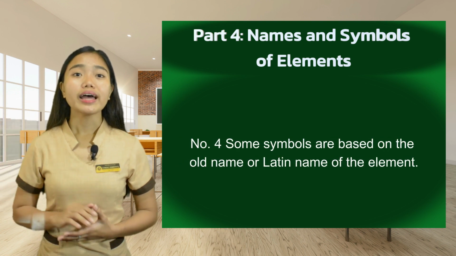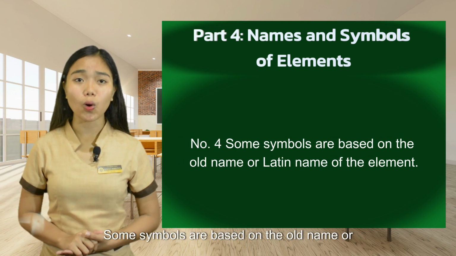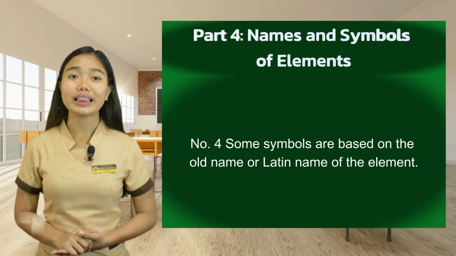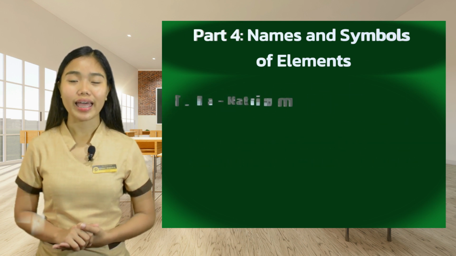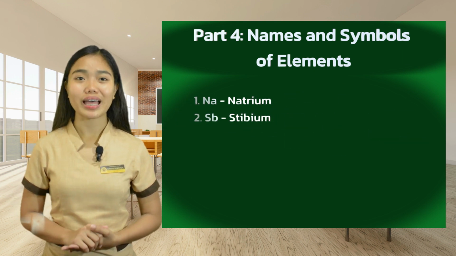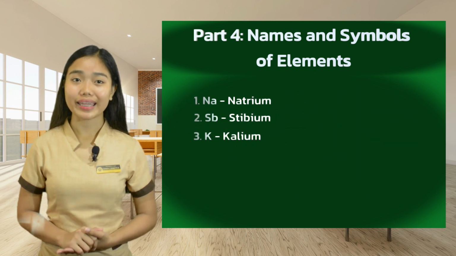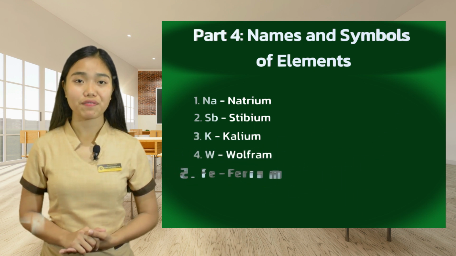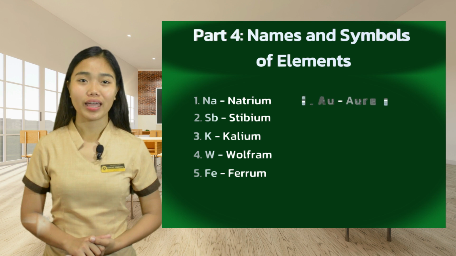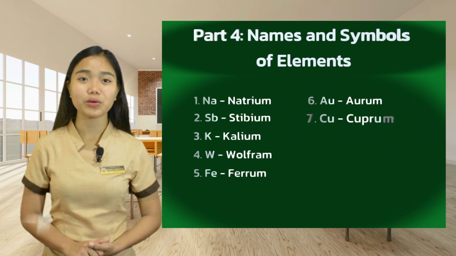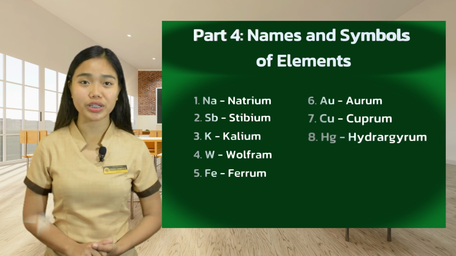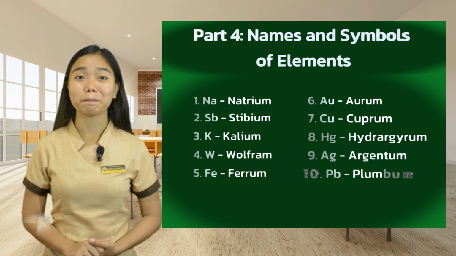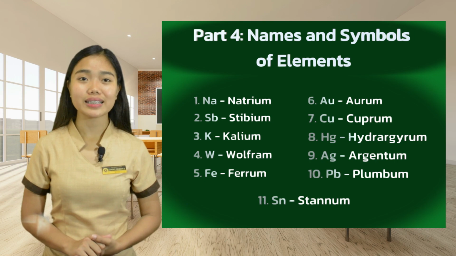Number 4. Some symbols are based on the old name or Latin name of the element. There are 11 elements: Na, natrium; Sb, stibium; K, kalium; W, wolfram; Fe, ferrum; Au, aurum; Cu, cuprum; Hg, hydrargyrum; Ag, argentum; Pb, plumbum; Sn, stannum.